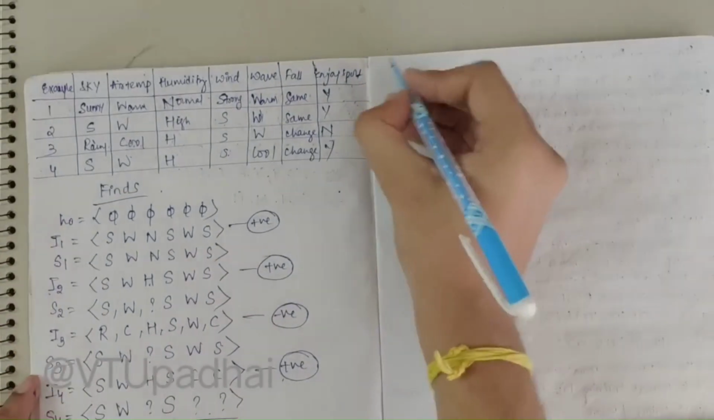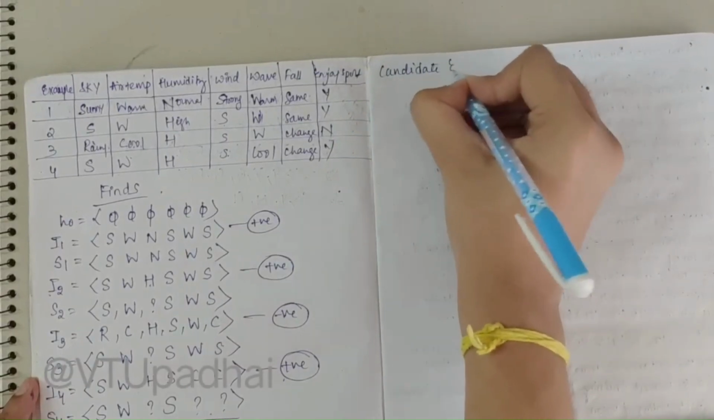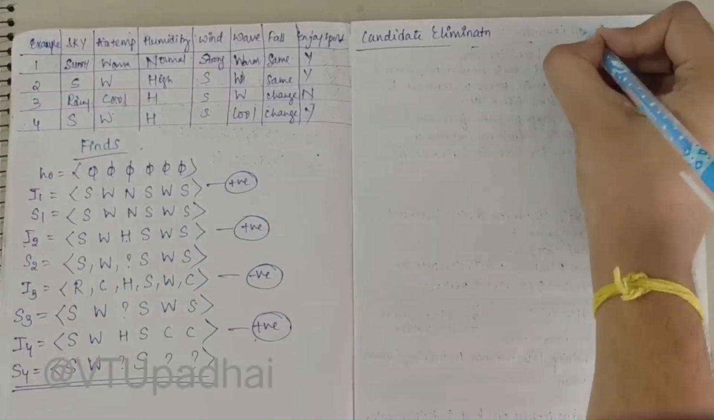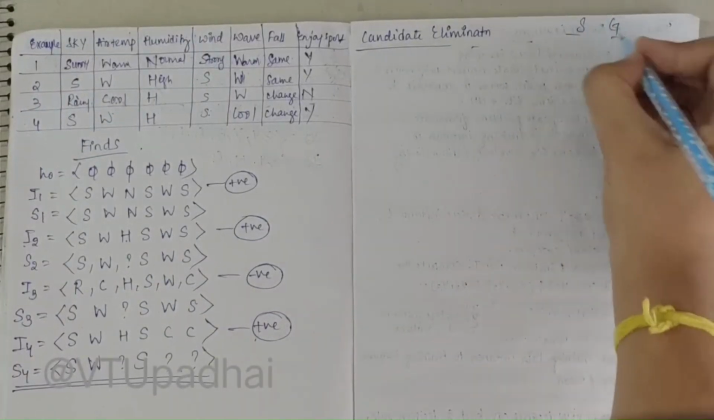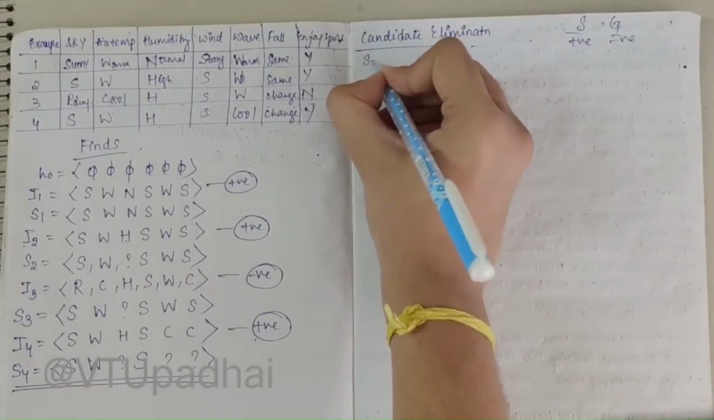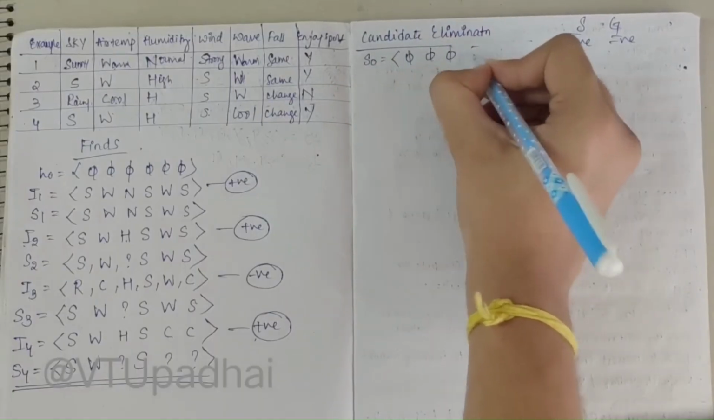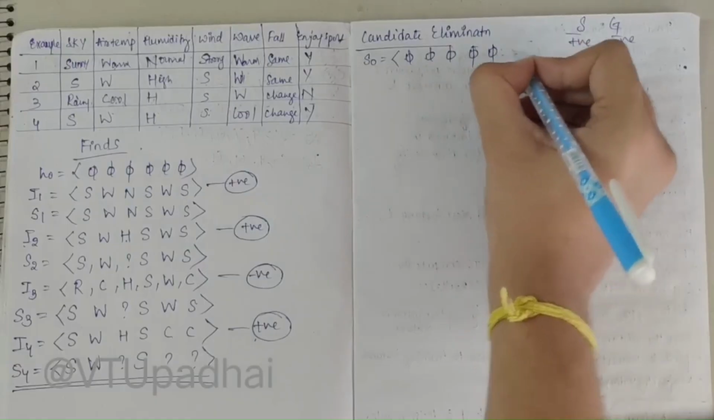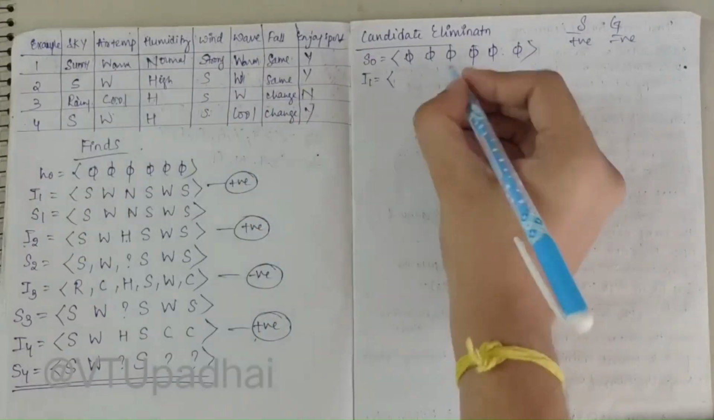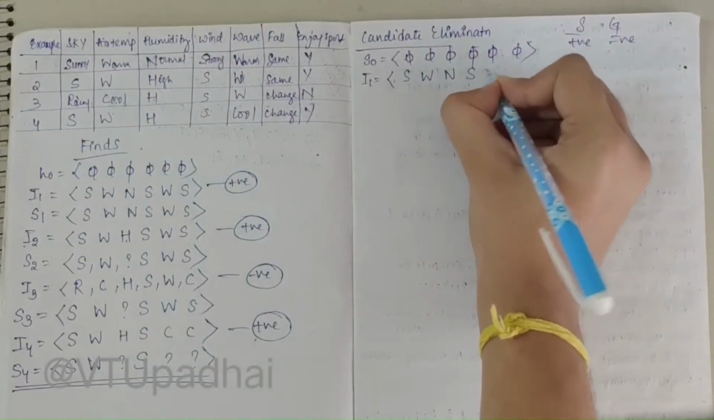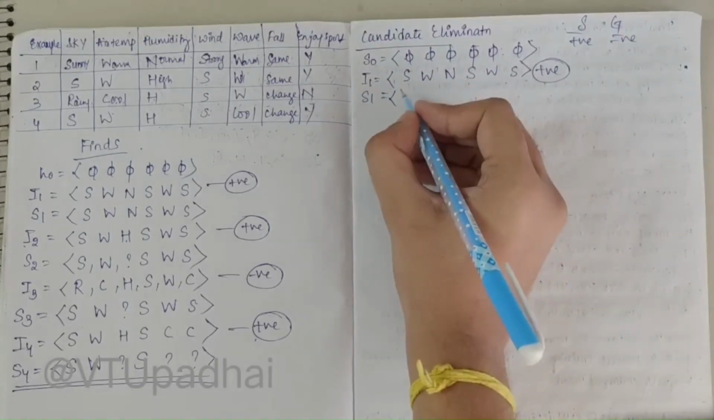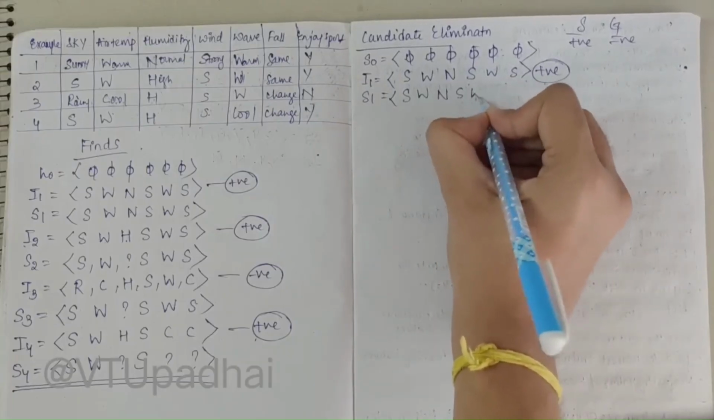Now I'll write for candidate elimination. So I should include two hypotheses, S and G. S would be updated whenever I have a positive instance, G would be updated whenever I have a negative instance. So starting from S, S naught I took as the most specific hypothesis. Here 6 values are there, right? 6 question marks. Then I'll start with the I1 value. So I1 value I'll write SWN SWS. This is a positive instance, so update S1. S1 would be updated, so it will be SWN SWS.